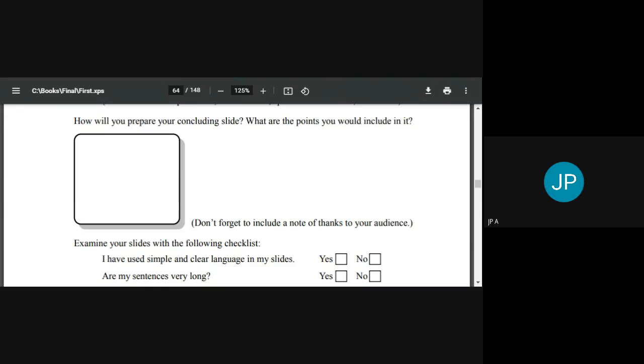You can include the website of the college. You can include the email ID of the college, phone numbers, etc. All these things can be included in the concluding slide. For those who are more interested in knowing about the college, they can go to the website. Even after the presentation is over, the audience can go to the website. They can send you emails. They can contact you over the phone.